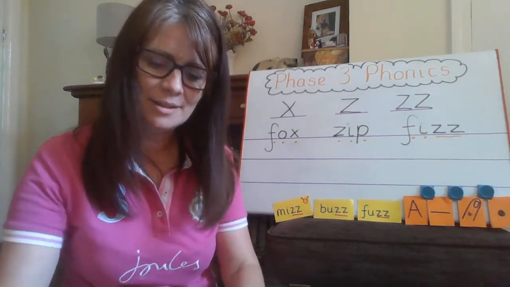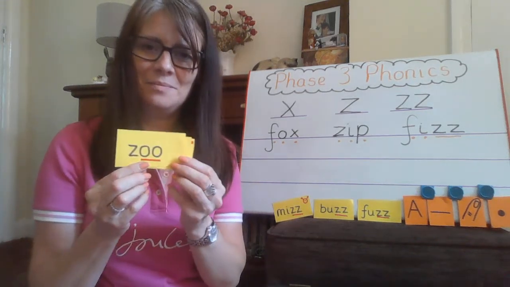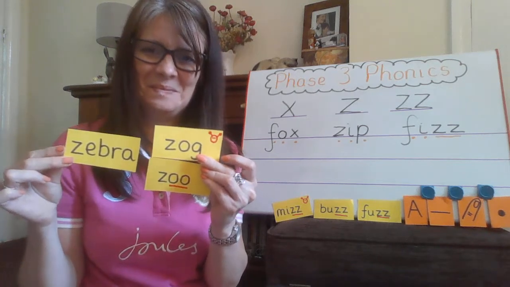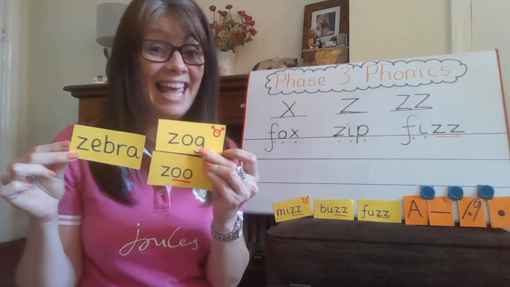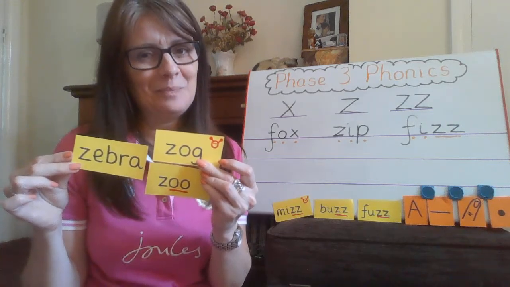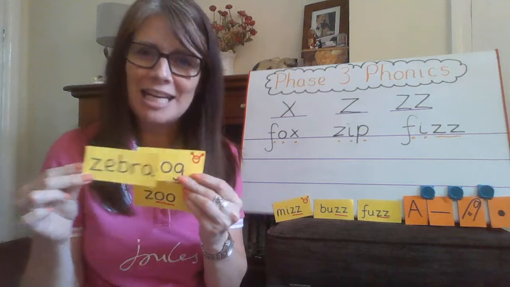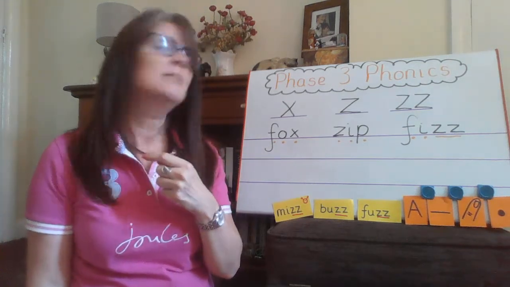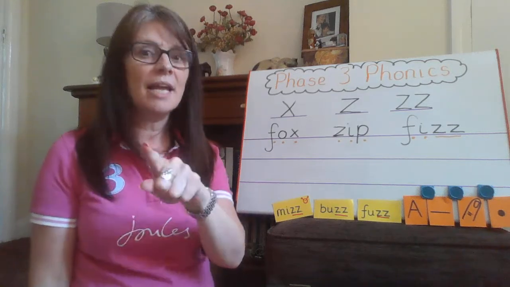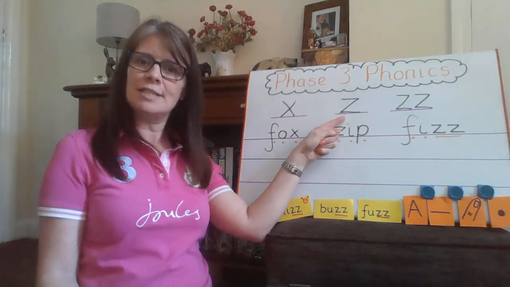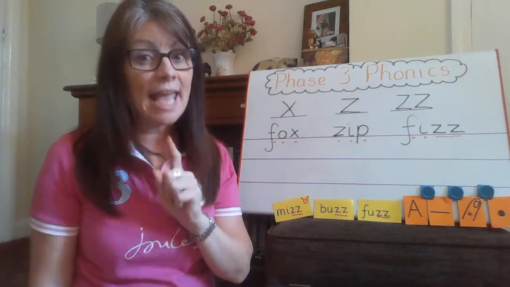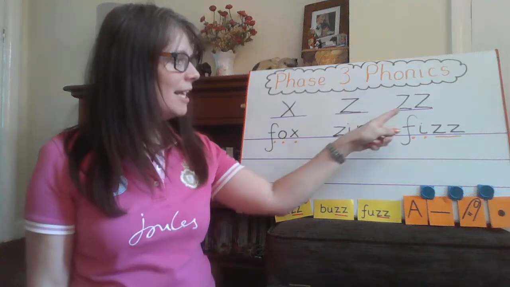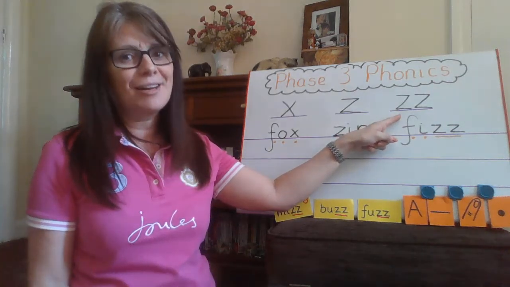Where are my other cards? With the Z. The Z there is at the beginning of the word. That will help you when you're reading or when you're writing. If you've got the Z sound at the beginning of the word, it's most probably going to be Z on its own. If the sound is at the end of the word, buzz, fizz, it's most probably going to be the digraph.